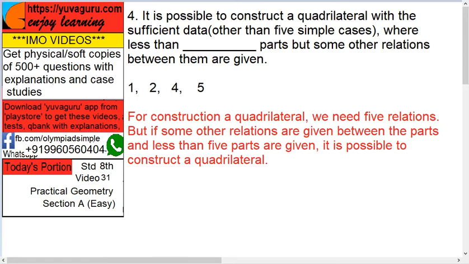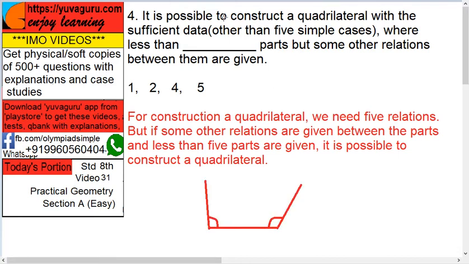Let's start. It is possible to construct a quadrilateral with sufficient data other than 5 in some cases where less than dash parts, but some other relationships between them are given. Now this seems to be difficult, but it's not difficult. What the question is, just look at it.